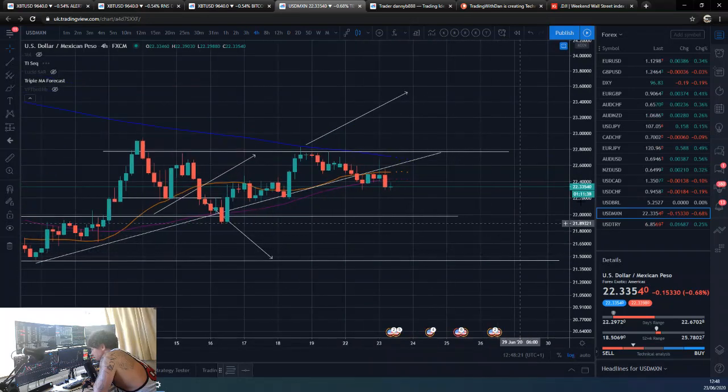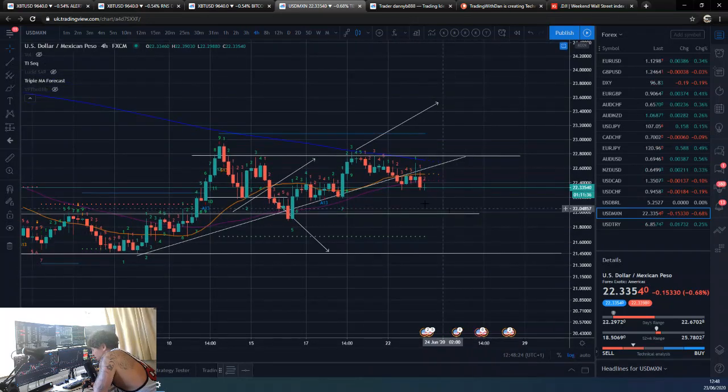And on the 4-hour, it looks like we got a bit of upward momentum here, testing the 200 on the 4-hour, and I suspect we'll get rejected and take out these levels.